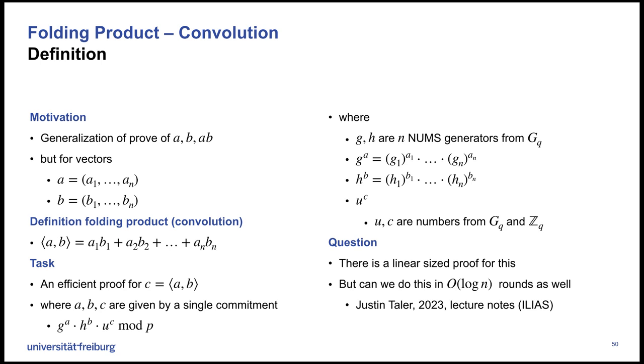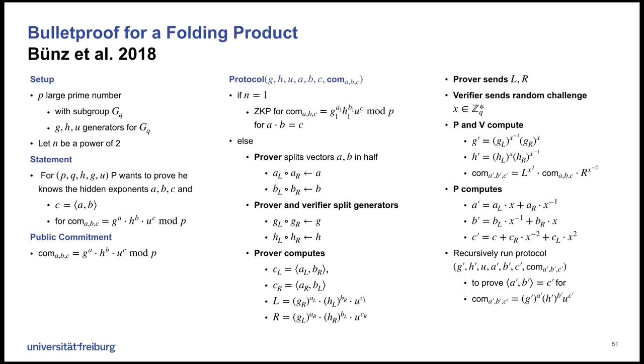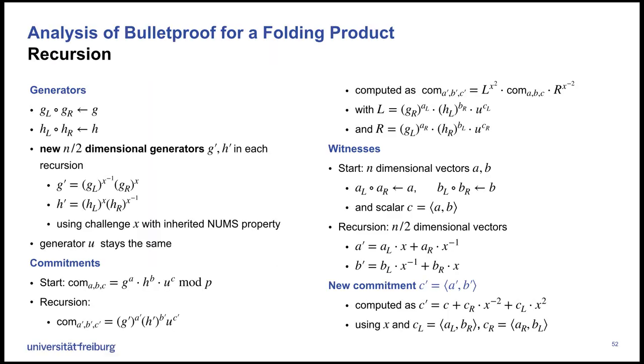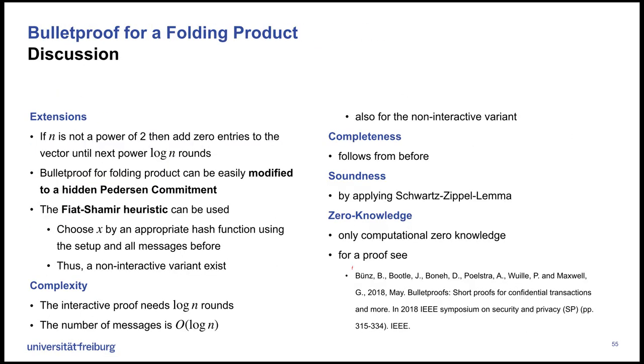Now, folding product or dot product is known as: you have 2 vectors and you have this addition of these values, which has a1 times b1 and so on. And the question was, is there an efficient proof to do this, that you have a multiplication operation of 2 vectors? And this was published in 2018 by Bünz et al. in this famous paper, which is called Bulletproofs and so on. Where do we have this citation here? It's here. So this paper here.